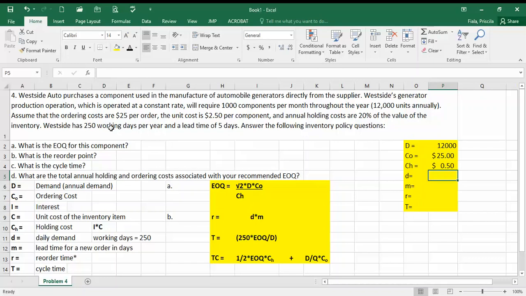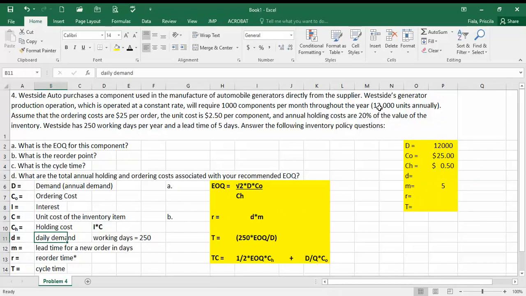Westside has 250 working days per year and a lead time of 5 days. Your lead time is five, right here. Okay, and actually, I'm just going to put in the center. It doesn't matter. So we know this is days, this is days, this is dollar amount. Right here, how do I define my daily demand?